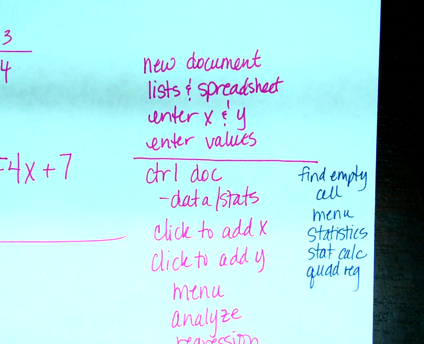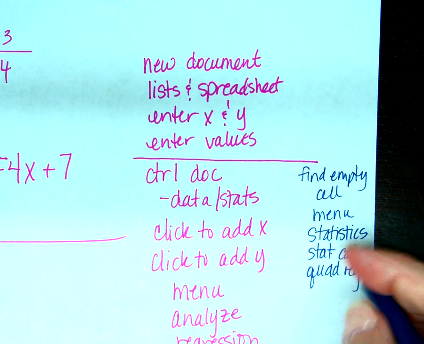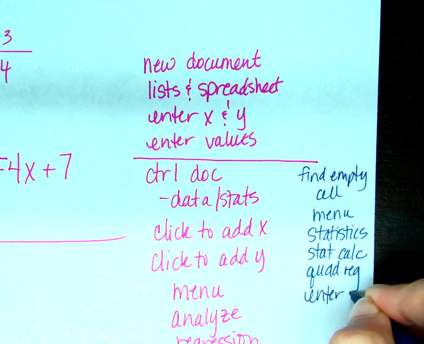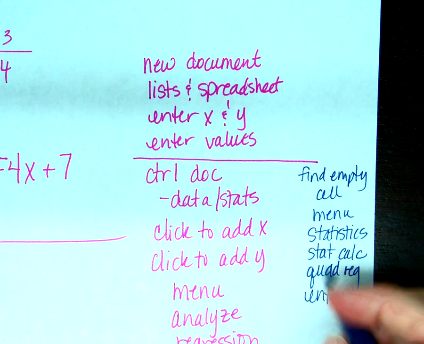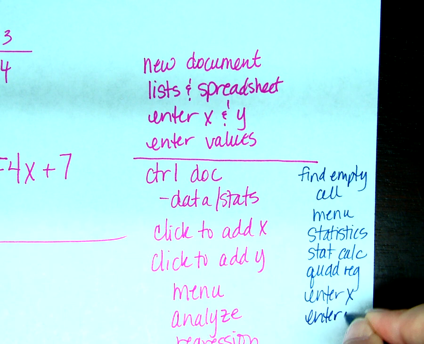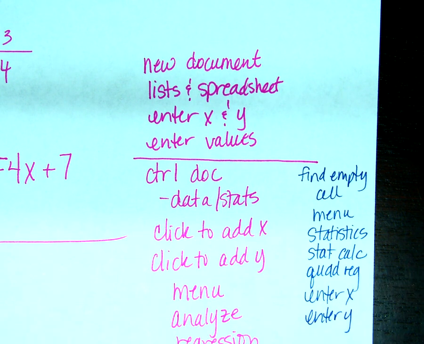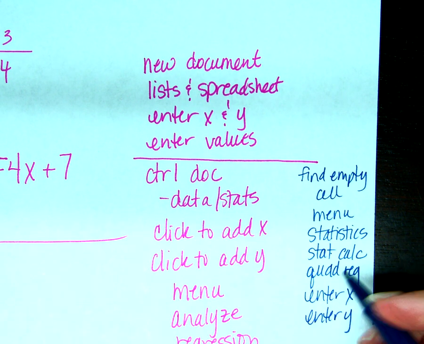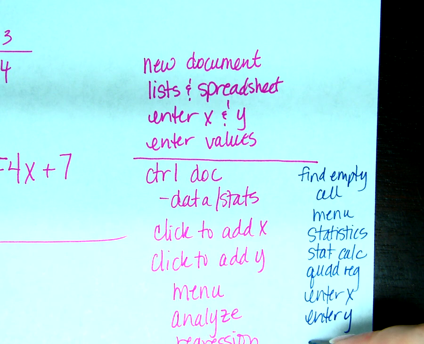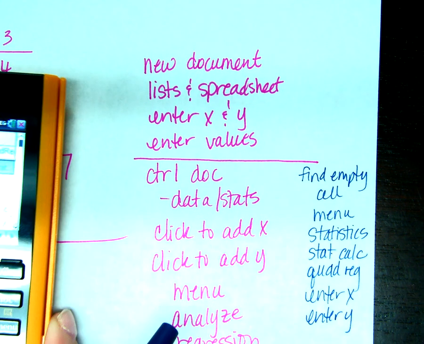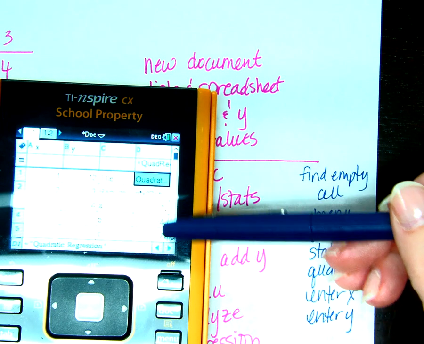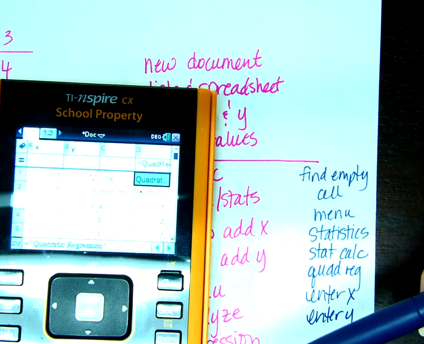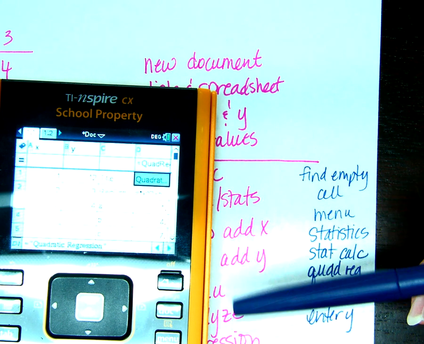Yes. We need to enter X for where our X list is and enter Y for where our Y list is. And then you can see the equation right there. Whoops. Does that make sense? A, B, and C? Yes?